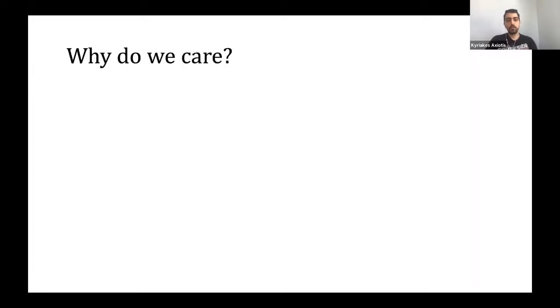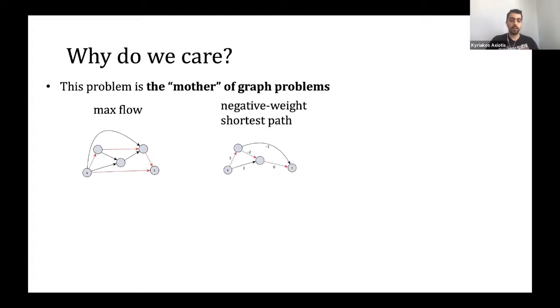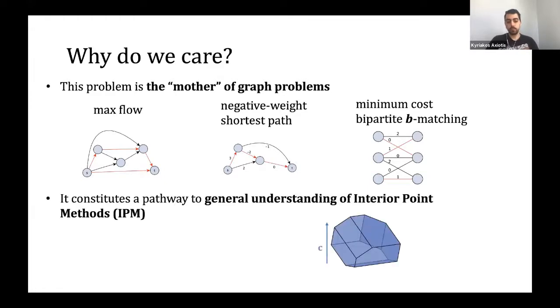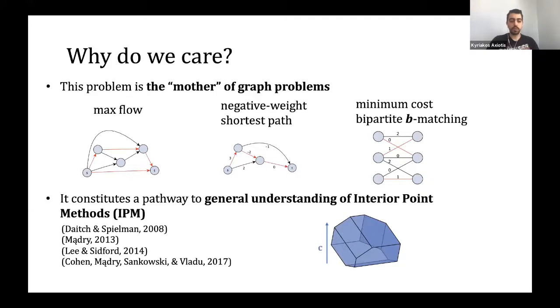But why do we care about this problem? For one, it has a lot of special cases. We could say it's the mother of graph problems. For example, max flow, negative weight shortest path, and min cost bipartite b-matching are all special cases of this problem, and they are important problems in their own right. And also another important thing is that it gives us a pathway to more generally understand interior point methods. And there have been a series of works that get a refined understanding of interior point methods by getting faster algorithms for the min cost flow problem.